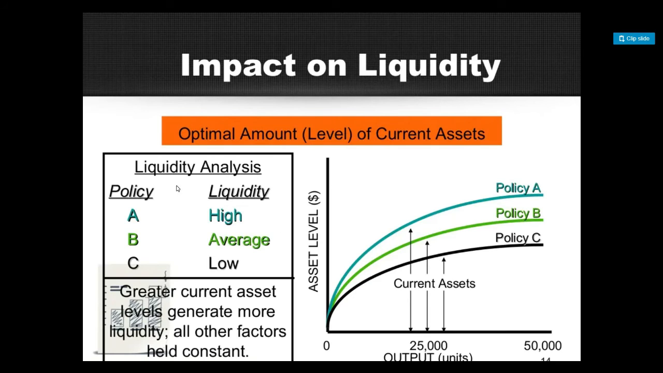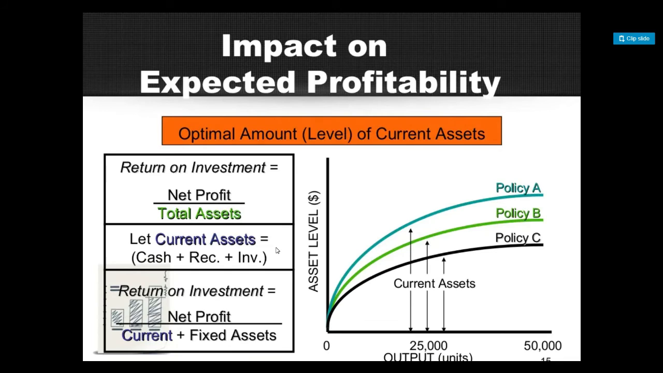So, liquidity analysis: impact on liquidity. Policy A, as I told you, has high liquidity, B is average, and C is low. As you know, greater current asset levels generate more liquidity, all other factors held constant. So for A, the current assets are greater, and it will generate more liquidity.